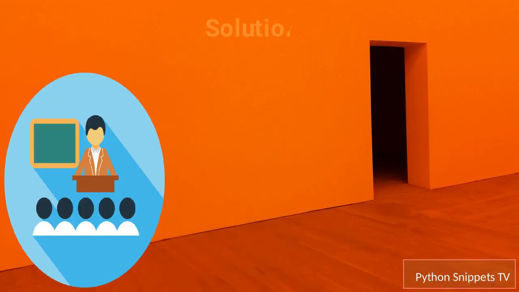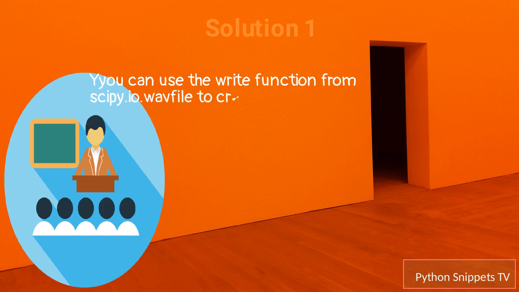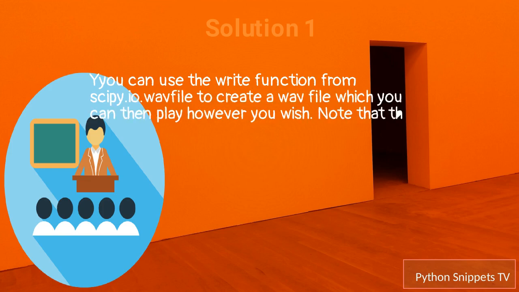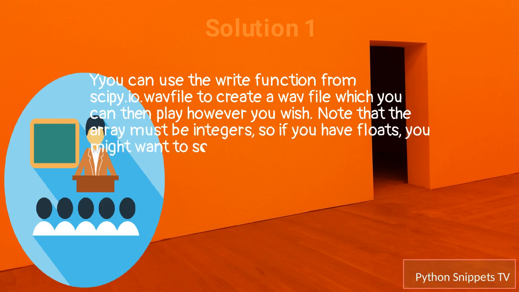Solution 1. You can use the write function from scipy.io.wavfile to create a WAV file, which you can then play however you wish. Note that the array must be integers, so if you have floats, you might want to scale them appropriately. Here is the example code.